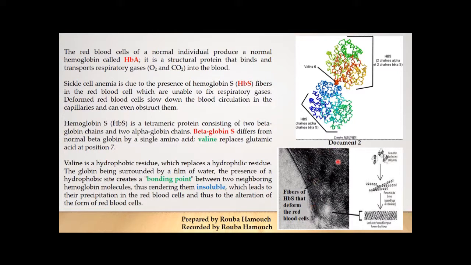Because HbS will form fibers, will become elongated due to this bonding point, due to the formation of dimers. So the hemoglobin takes the elongated shape, and this elongated shape will cause the elongation of the red blood cells and their deformation, leading to the sickle cell anemia disease.